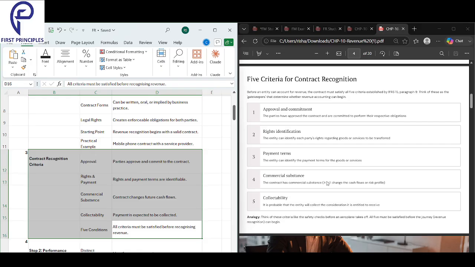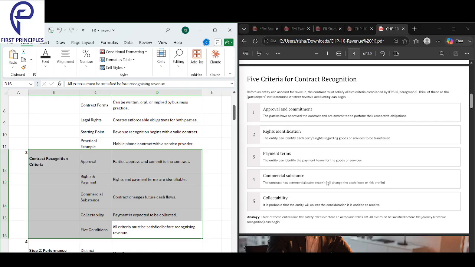For a contract to be in place, all the conditions must exist. What are the conditions? Firstly, approval: both the parties have agreed and committed. We know exactly what each party will give and what they will pay. Commercial substance: the deal will actually change the company's cash flows, what will be in or out in the future. Collectability: we expect that the customer will actually pay us. And even if one of the conditions is missing, there will not be any contract.